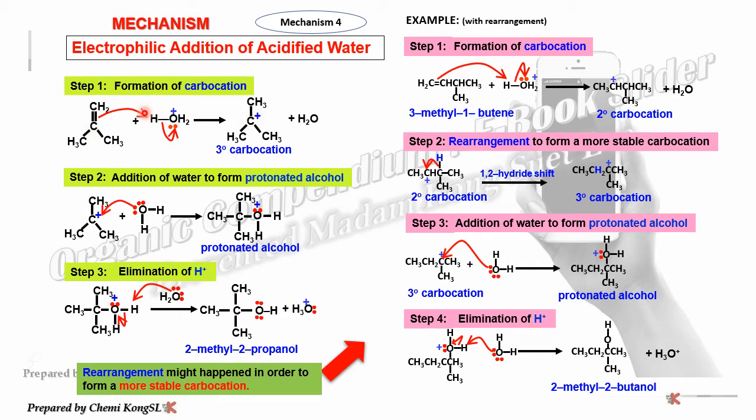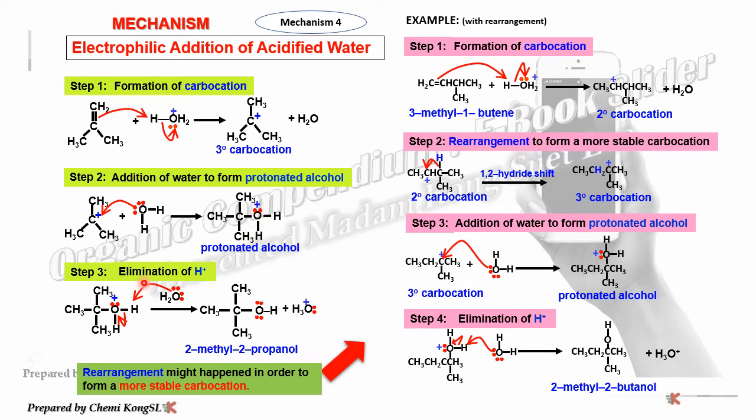So H+ ion is added to the double bond according to Markovnikov's rule. And we check, this is a tertiary carbocation, which means this is the most stable carbocation. Step 2, addition of water to form protonated alcohol. So H2O is added to the carbocation and then forms the protonated alcohol. Remember, you must write down the positive charge on the oxygen atom.